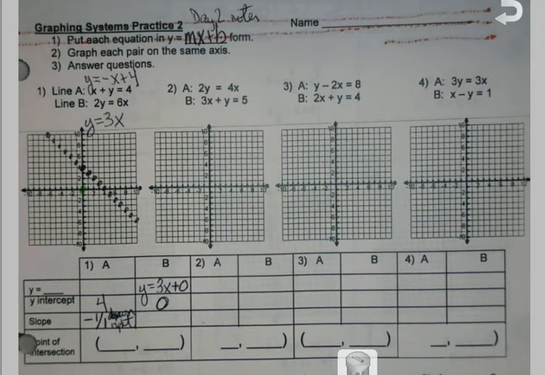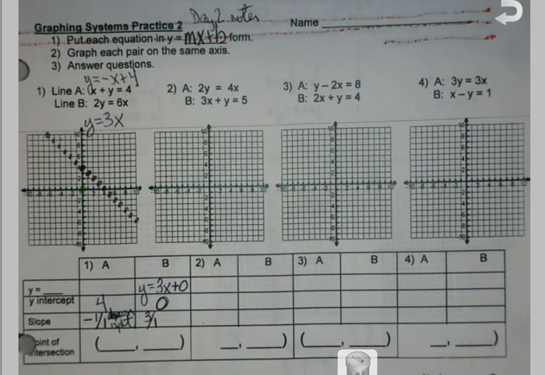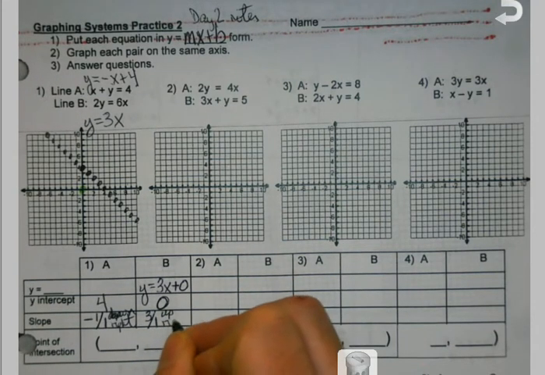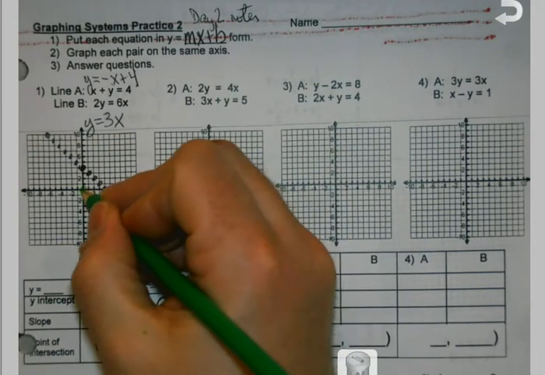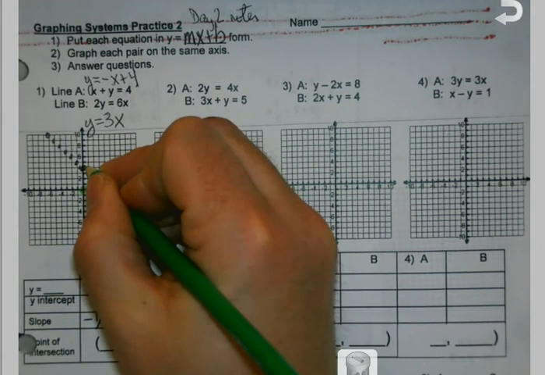What's my slope then for this line? 3. And in this case, 3 over 1, because if it's not a fraction, I'm going to make it 1. Let's see if I can actually write this correctly this time. So we're going to go 3 up and 1 right. So up 3, right 1. Ooh, bingo already. Up 3 and right 1.